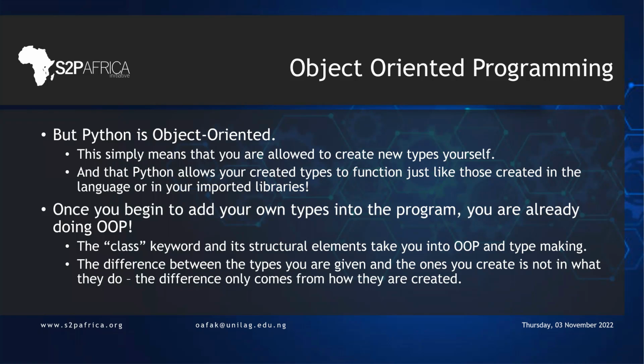The class keyword and its structural elements take you into object-oriented programming and type making. Object-oriented programming is primarily type making and its consequences. Once you begin to make types, you get into what we call abstract data typing. And then, because the types might be related to each other, there may be a class hierarchy, and that gives you the idea of what we call inheritance, which is rooted in the class hierarchy. And polymorphic programming is the result of that class hierarchy and inheritance.